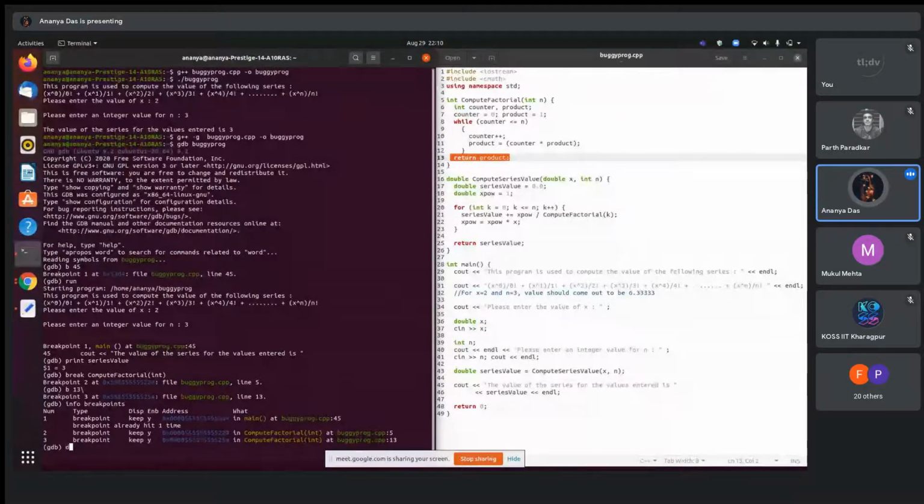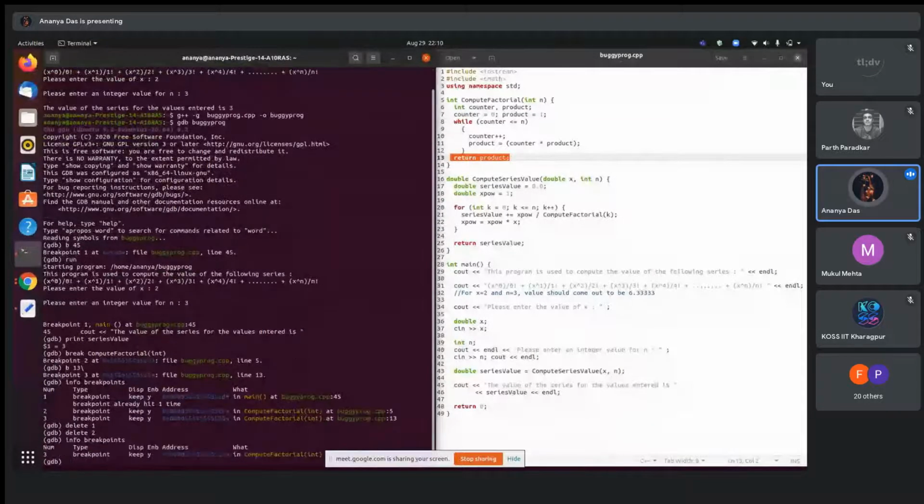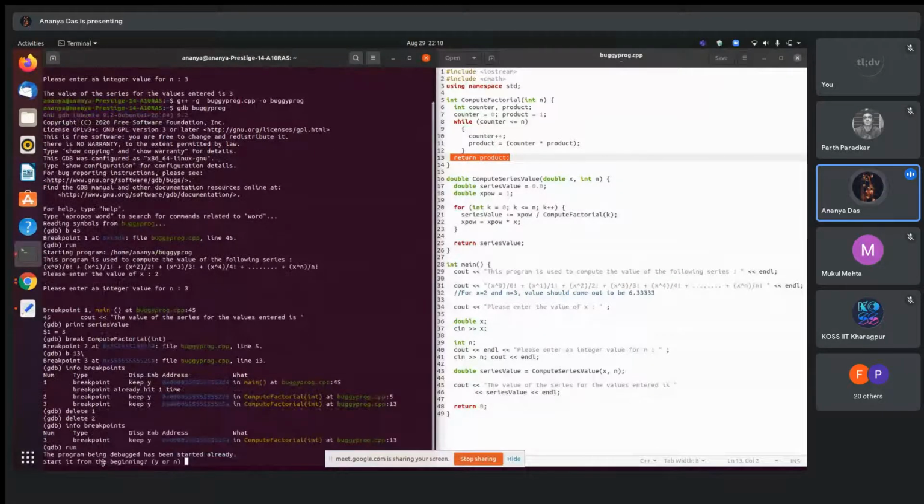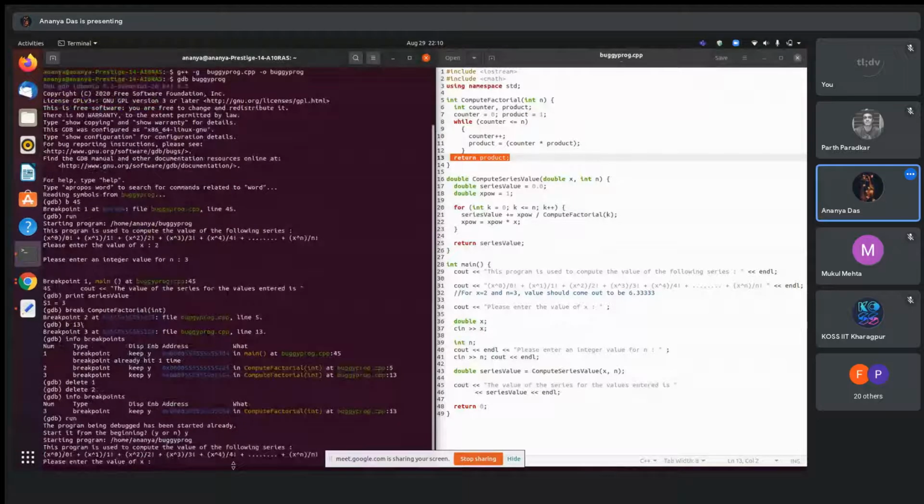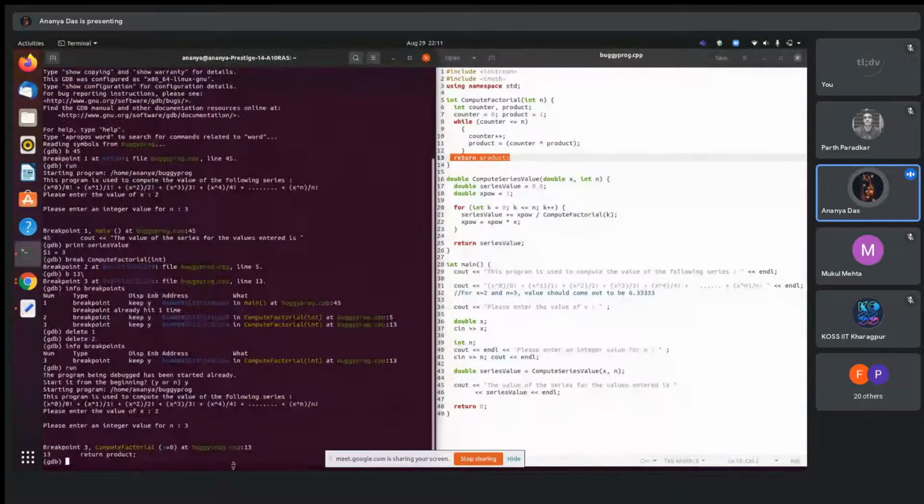So I can just delete the first two breakpoints. And now if I do info breakpoints again, we can see that only one breakpoint is left, at line number 13. So now I'll just run the code. And since the code was stopped at line number 45, it's asking me to start it again, compile it from the beginning. So I'll just say yes, and give the values of x and n again.